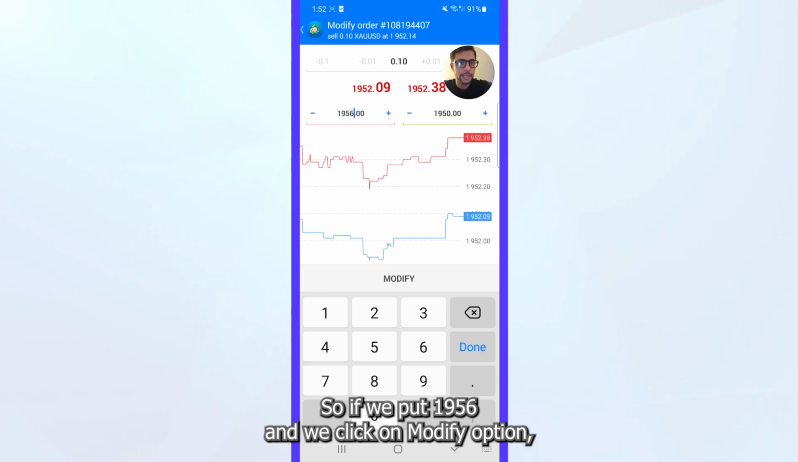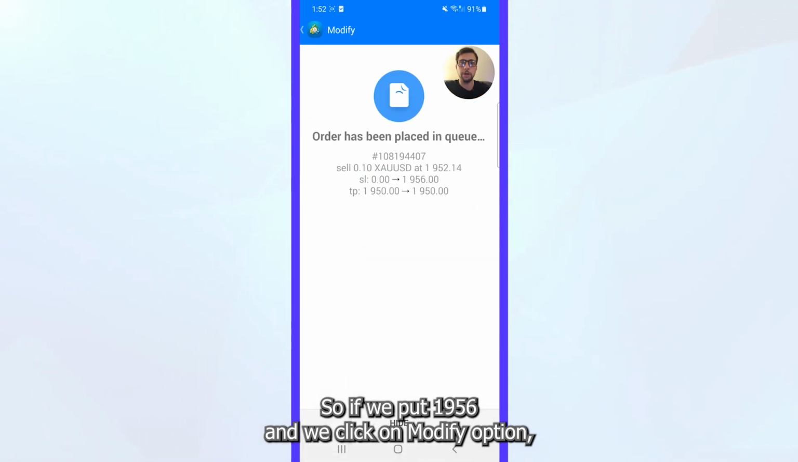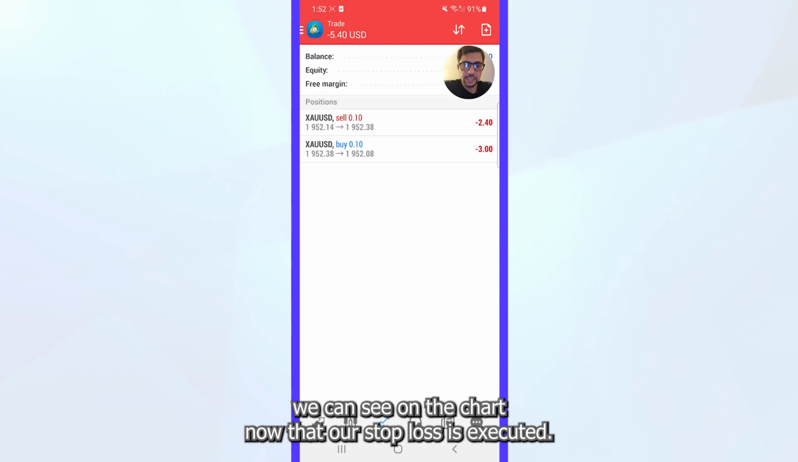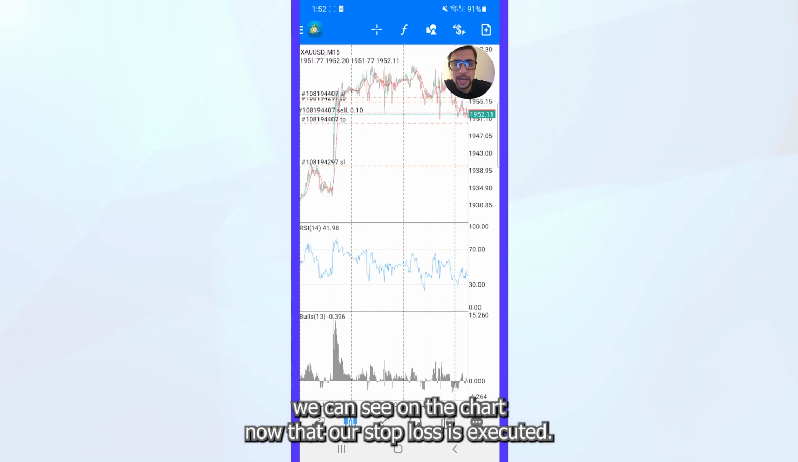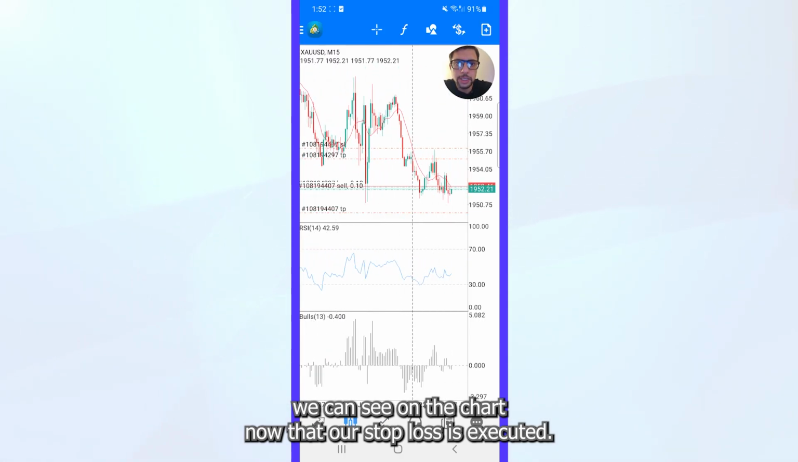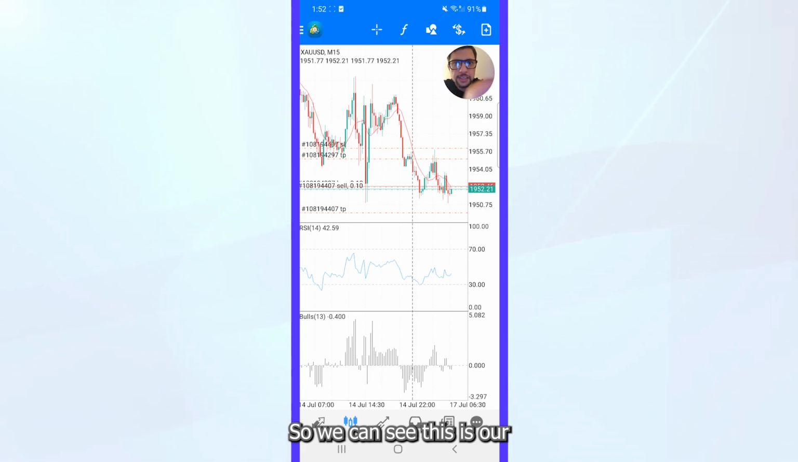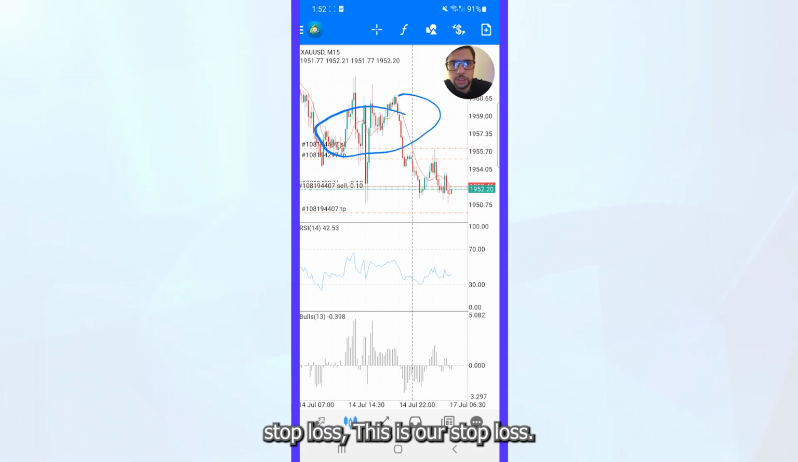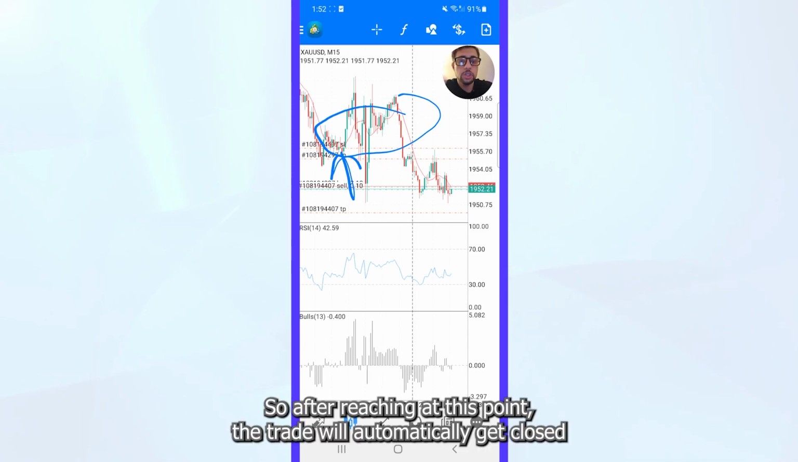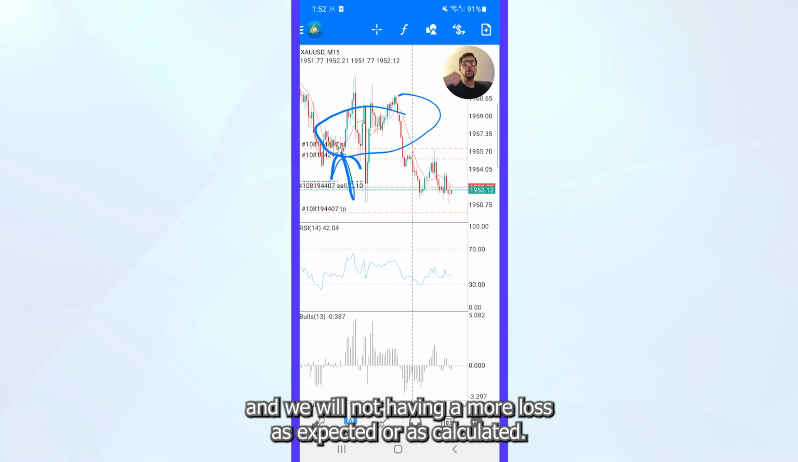So if we put 1956 and we click on the modify option, we can see on the chart now that our stop loss is executed. So we can see this is our stop loss. After reaching this point, the trade will automatically get closed and we will not have more loss than expected or calculated.